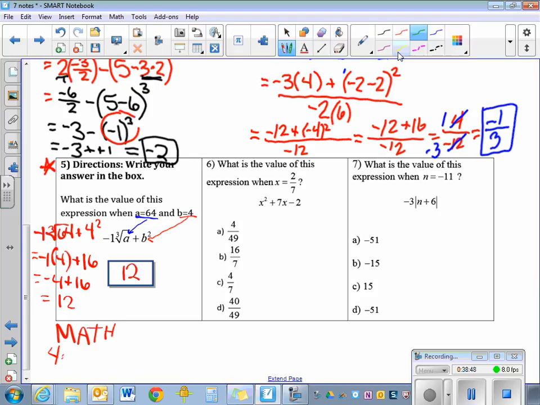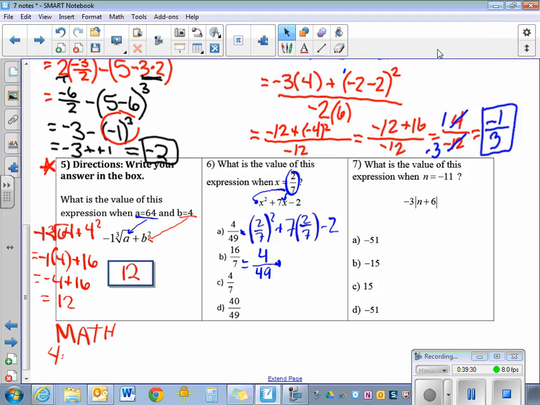Number 6, a little bit more work here because we have not just x, but also x squared. And we have fractions. So again, this 2 sevenths is going to be substituted in for x in both places. So instead of x squared, I have 2 sevenths squared. And instead of 7x, I have 7 times 2 sevenths minus 2. For a fraction squared, you actually just square the numerator. So I have 2 squared, which is 4. And you square the denominator. So 7 squared, which is 49.